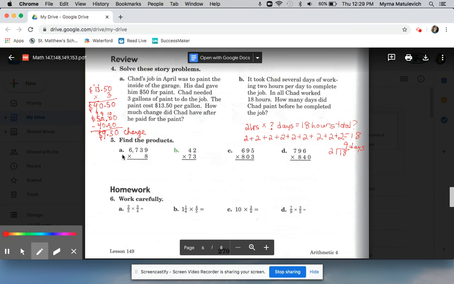Find the products. You don't have to do the homework. And these are the answers you should have gotten.